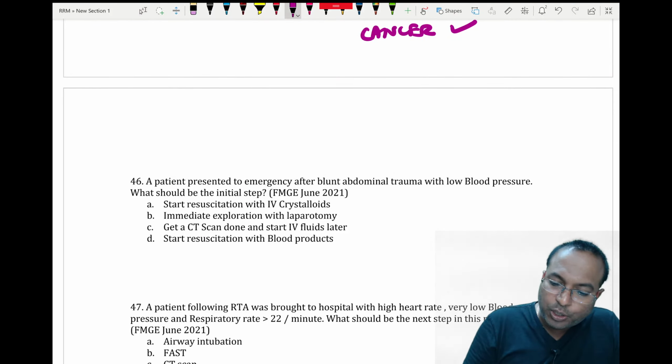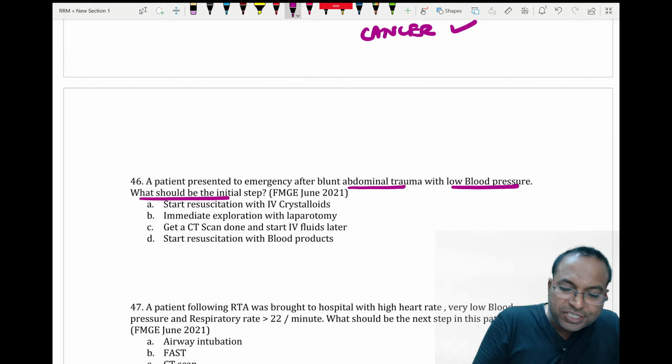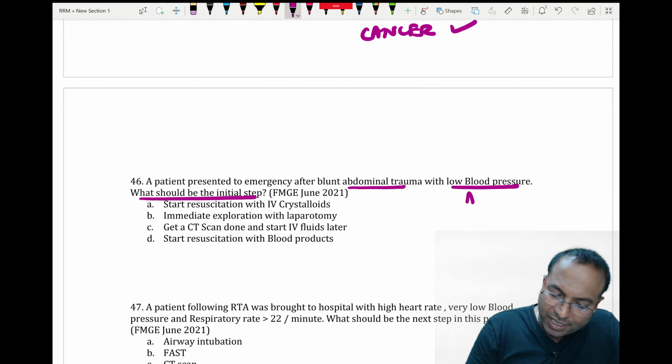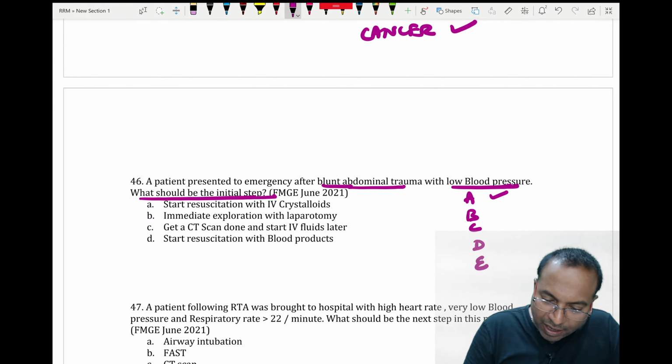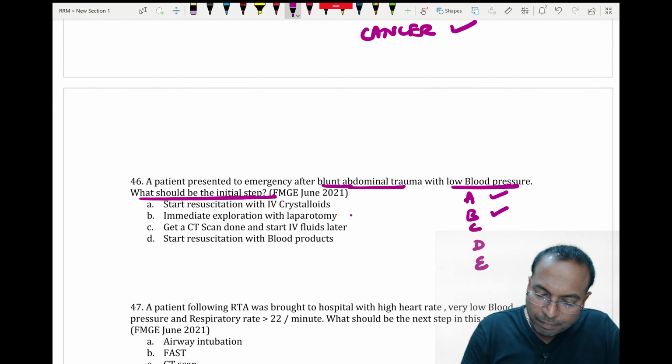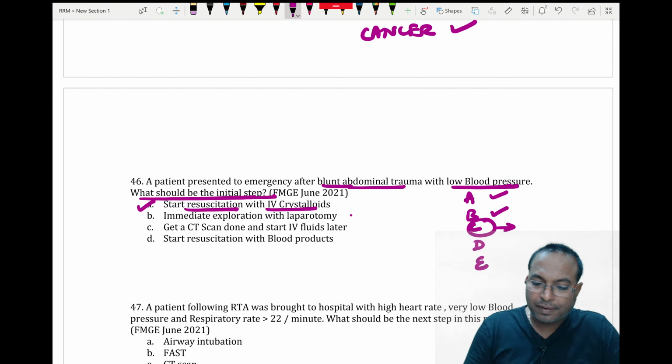A patient presented to emergency after blunt trauma with a low blood pressure. What should be the initial step? So simple question, A, B, C, D, E again. So blunt trauma, low blood pressure. What should be the initial step? Airway. Is there any airway problem? No, it is not mentioned. Breathing, it is not mentioned. C, start resuscitation with IV crystalloids. That is the correct answer.